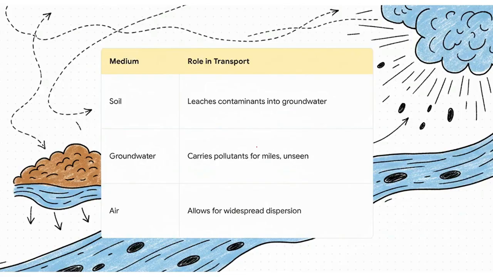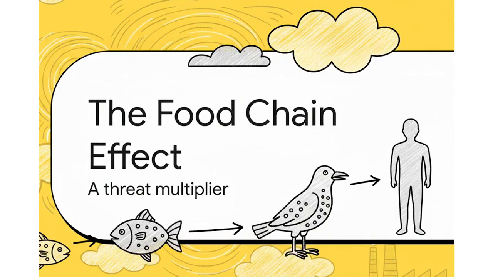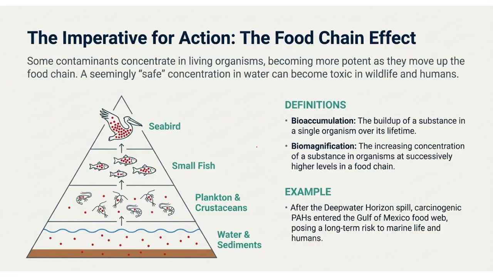Okay, soil, what is its role in the transport? It leaches contaminants into the groundwater. Groundwater carries the pollutants for miles unseen, so you cannot detect it. And air allows for widespread dispersion of the contaminants over a wide area. Okay, so when we talk about the food chain effect, there are 2 important things that come into the picture. The first one is bioaccumulation and the second is biomagnification.